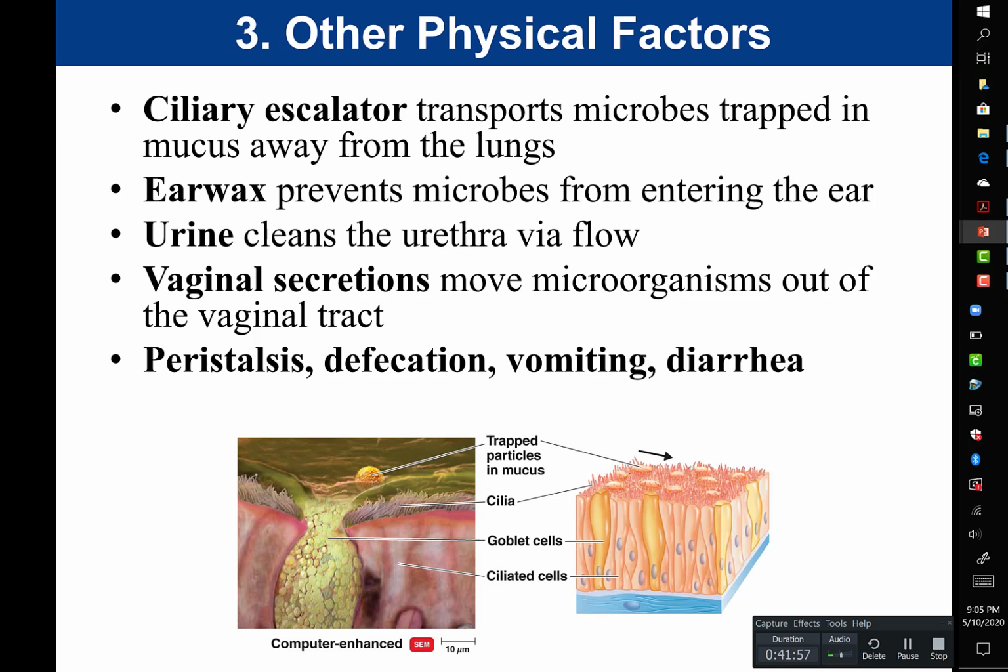We have defecation, right? So going number 2 is going to help flush out bacteria that are in the GI tract. Vomiting, diarrhea. Those are your body's response to something foreign and something not useful being in the GI tract, right? So if you've ever eaten food and gotten food poisoning, you've probably at some point experienced vomiting and diarrhea. That's your body's natural response to try and get that bacteria or that pathogen out of the GI tract.